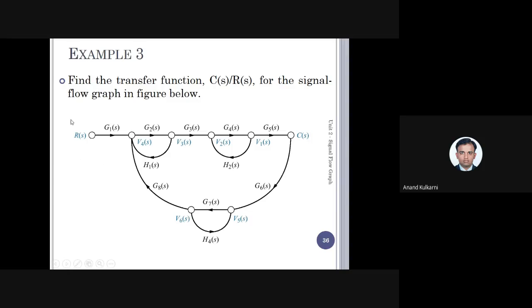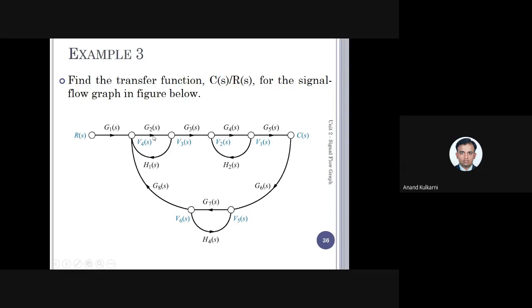See here, there is one simple method. We first go on putting the numbers. So this is node number 1, 2, 3, 4, 5, 6, 7, and 8. First I go on putting the numbers. Once this number is done, I'll start from input to output. If you just see here, this is my input node, this is the output node.